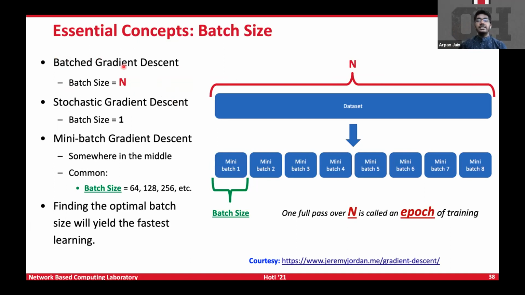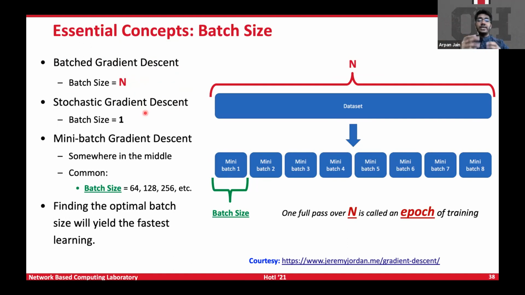In batch gradient descent, suppose you have 1 million images and you have to process all 1 million images just to update the parameters once. This is not very efficient, as we all know that we need several steps to reach the minima. So that is why we cannot use batch gradient descent.